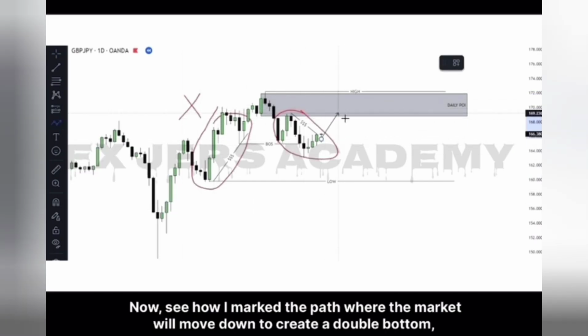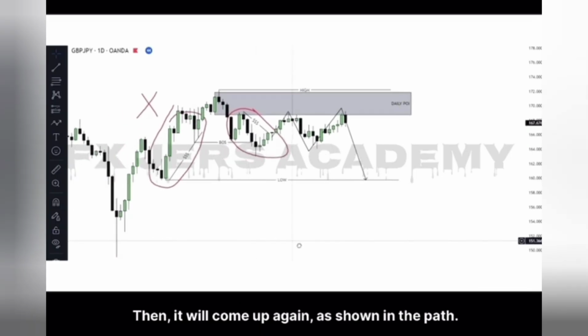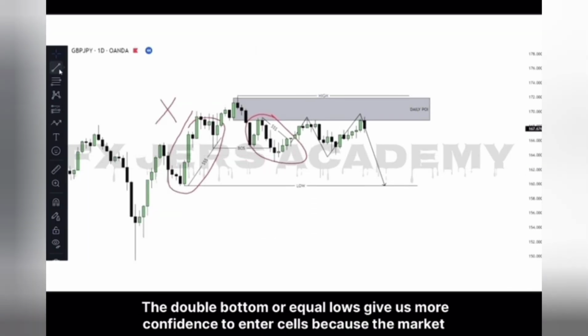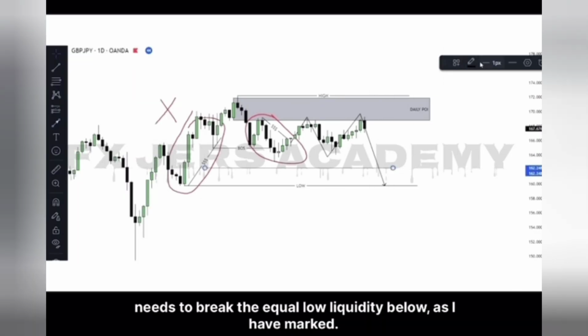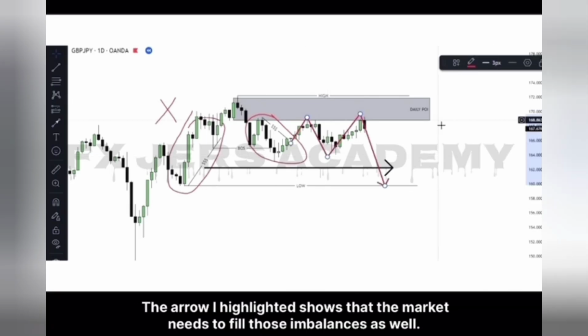Now, see how I marked the path where the market will move down to create a double bottom or equal lows, indicating liquidity to the downside. Then it will come up again, as shown in the path. The double bottom or equal lows give us more confidence to enter sells because the market needs to break the equal low liquidity below, as I have marked. The arrow I highlighted shows that the market needs to fill those imbalances as well.